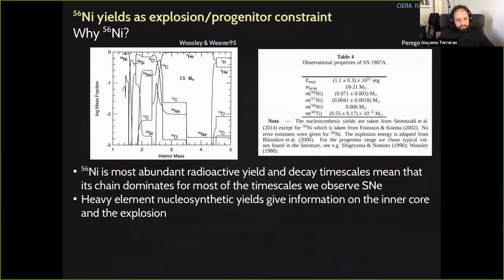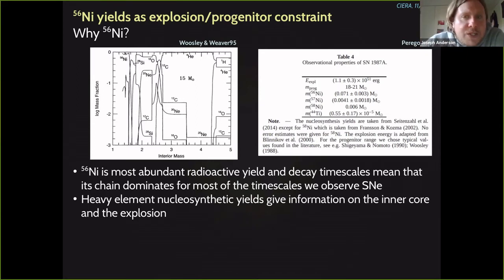Okay, so now specifically go on to this thing that I've been mentioning at the start and throughout this talk now and then, nickel 56. So how can we use nickel 56 as an explosion or progenitor constraint? And so the first question is, why nickel 56? Why not something else? What's the importance of this one specific isotope that I'm mentioning?